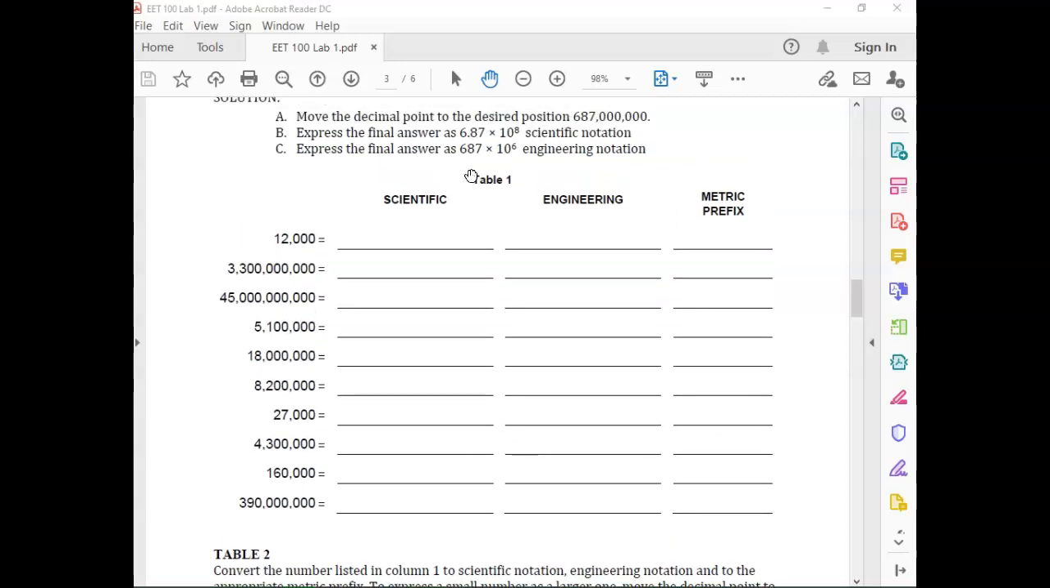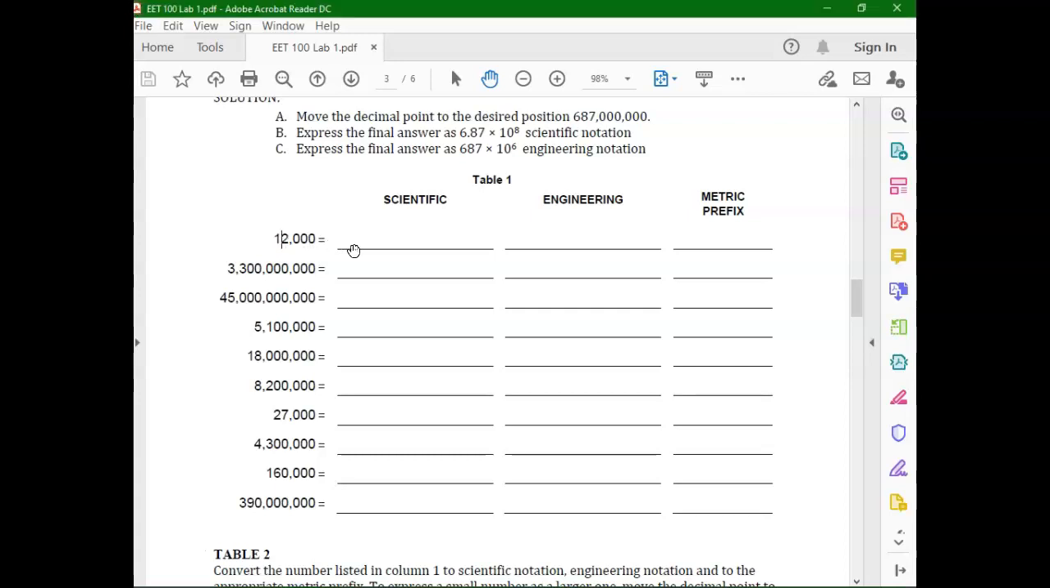For table 1, the first thing they want you to do is express the number in scientific notation. What is scientific notation? In front of that decimal, you have to have a number between 1 and 10. How many numbers can be in front of that decimal? I'm sorry, it has to be between 1 and 9. You can only have one number in front of the decimal if it's scientific. And whenever you're counting up the moves, you have to count every time you move it.